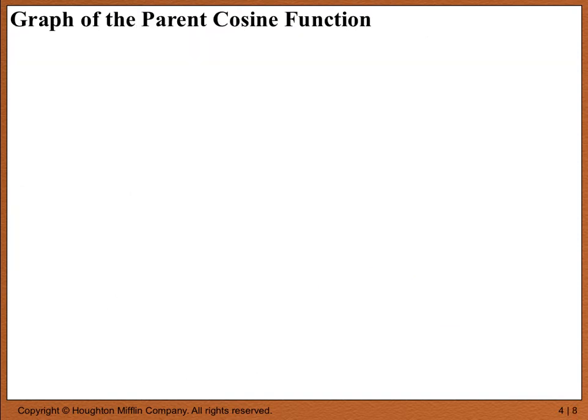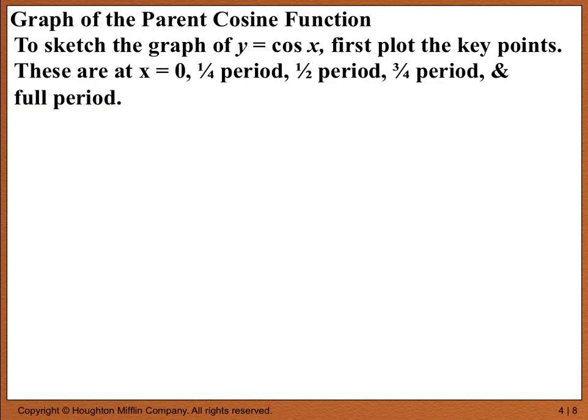Graph of the parent cosine function. To sketch the graph of y equals cosine x, first plot the key points. These are at x equals 0, quarter period, half period, 3/4 period, and full period. So keeping in mind what we did on the last screen, do this sketch on your own using the same method, and then resume when you have your answer.